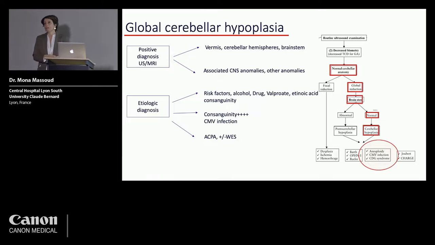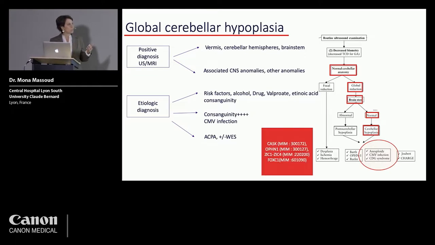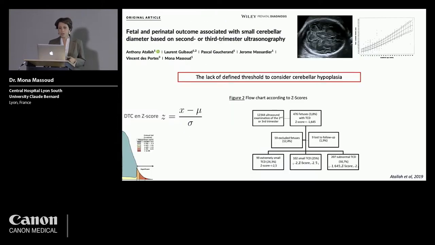And then I think that it's mandatory to do the ACPA and, if you can, the whole exome sequencing, because there are a lot of genetic mutations involved in cerebellar hypoplasia, and mainly described are mutations in the genes CASC, OPHN1, ZEK1-2-4, the three mainly, and FOXC1. Okay, so once we did this and we have an isolated cerebellar hypoplasia, what are we going to do?